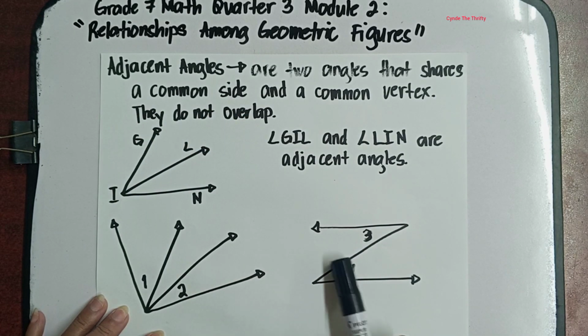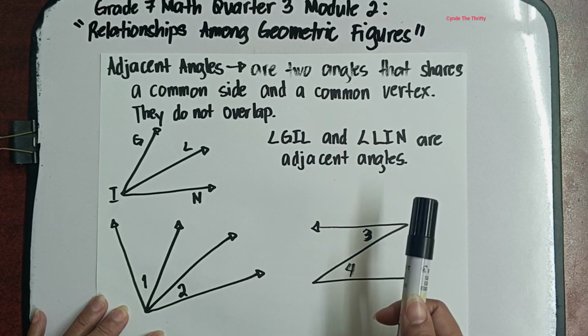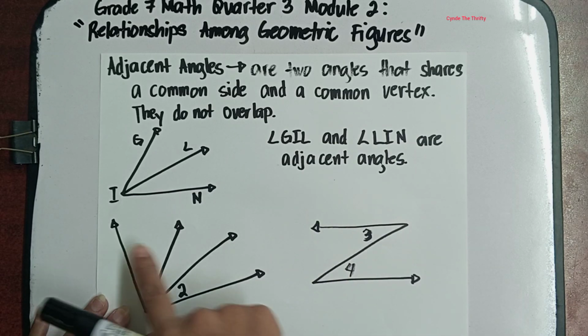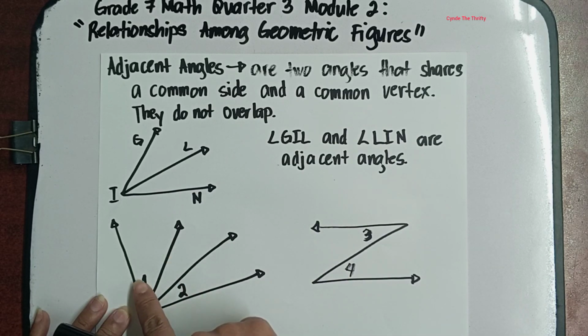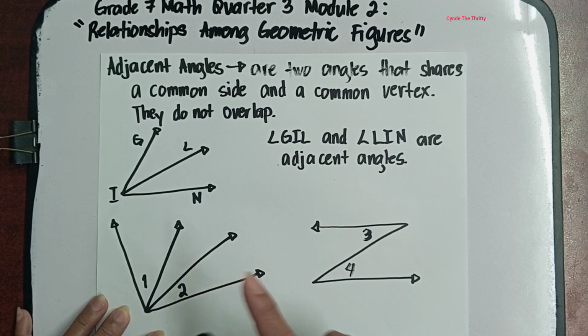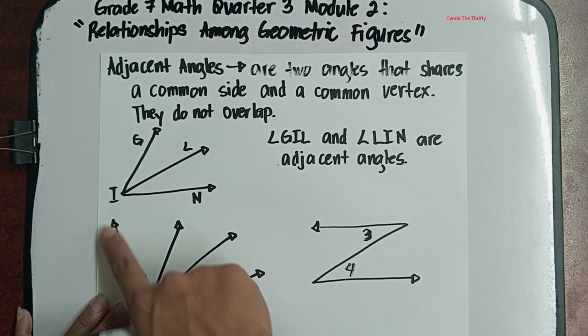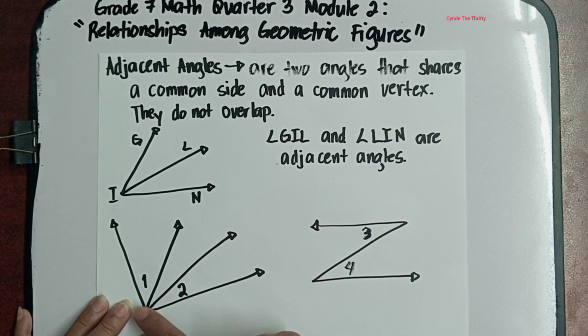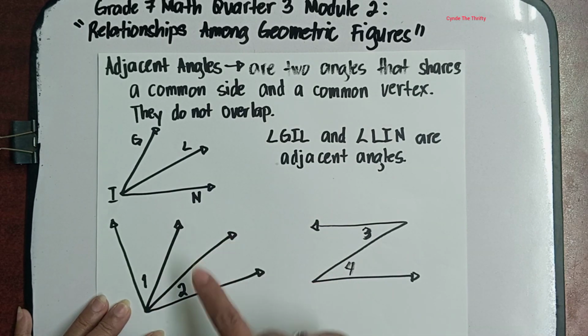Meron tayong dalawang example dito sa baba. So, i-identify natin kung ang mga angles na ito ay adjacent angles ba. So, meron tayo ditong isa, dalawa, tatlong angles. Okay, so si angle 1 at si angle 2, adjacent angles ba sila? Hindi, kasi si angle 1 ay nandito at si angle 2 ay nandito. Though nag-share sila ng common vertex, pero hindi sila nag-share ng common side kasi nandito ang side ni angle 1, nandito ang side ni angle 2. Okay? So, hindi natin siya matatawag na adjacent angles.